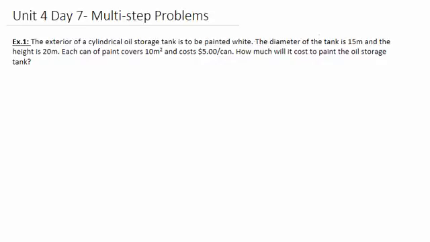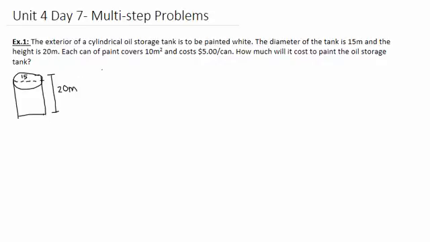So the first thing we should do is put this word problem into a picture. So let's draw the tank with the dimensions. So we have a cylinder shape, and we know that the diameter of this cylinder is 15 meters. And we know that the height of the cylinder is equal to 20 meters.